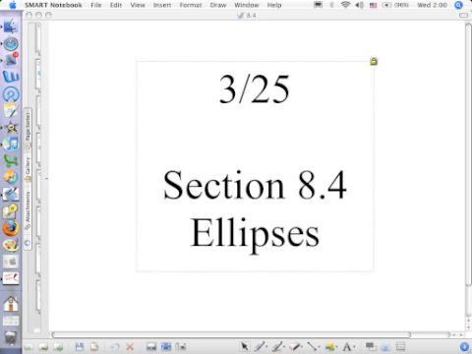Okay. March 25th, section 8.4, ellipses. Right now we have a test scheduled for Tuesday that's going to cover ellipses and hyperbolas. All right. Today we're going to talk about all the parts of an ellipse. And I'm gonna warn you right now, there's all kinds of little letters and signs and all kinds of crazy stuff, but I don't want you to get caught up in all that. I want you to listen to what I'm saying and understand how we get these things.